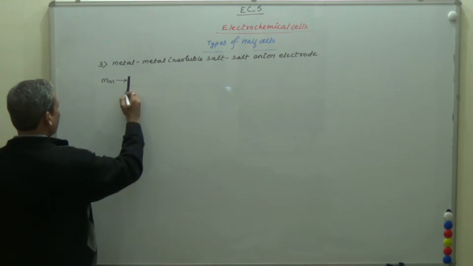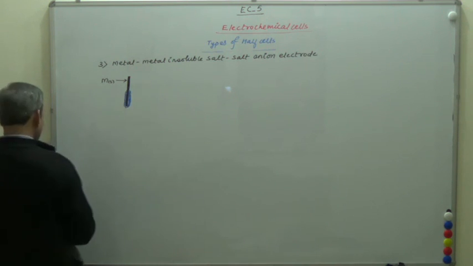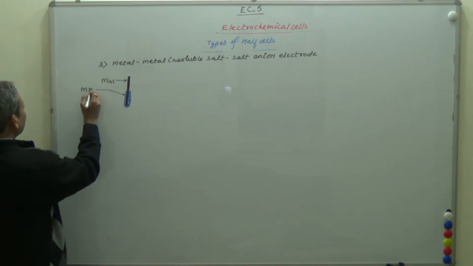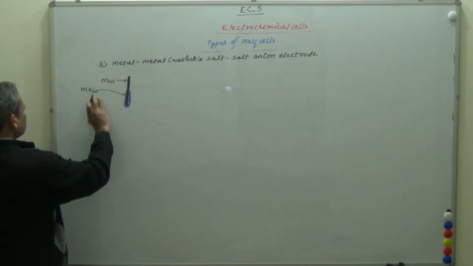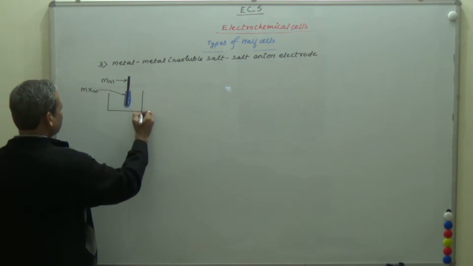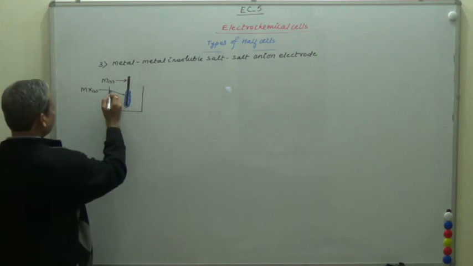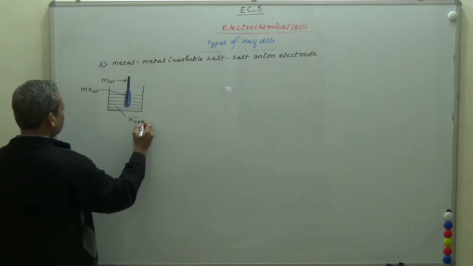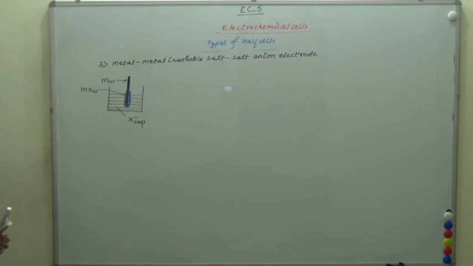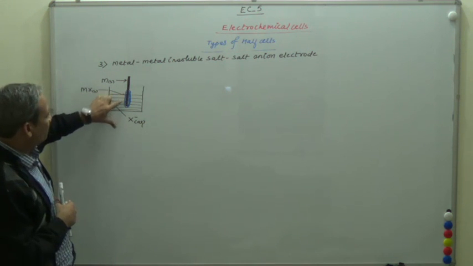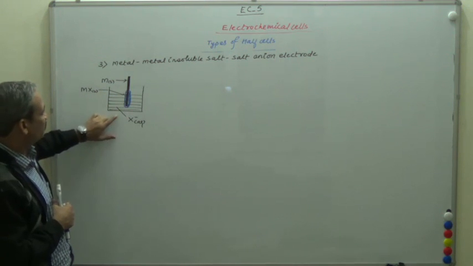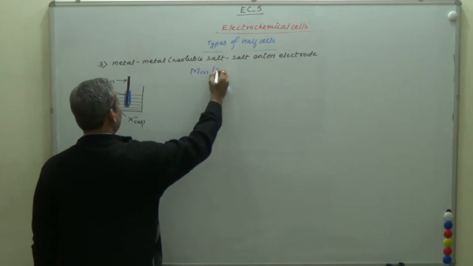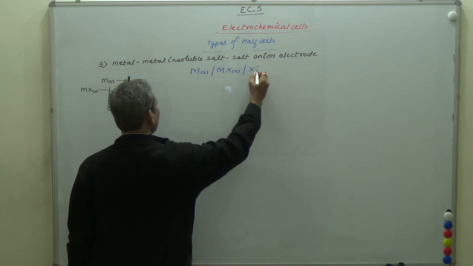over which a paste of insoluble salt of this metal is placed. Let's say the insoluble salt of this metal is MX, and this entire arrangement is present in a solution of the anion of this salt. So this is metal, a coating of metal insoluble salt, and this is the salt anion solution. So it can be represented as metal, metal insoluble salt, and salt anion.